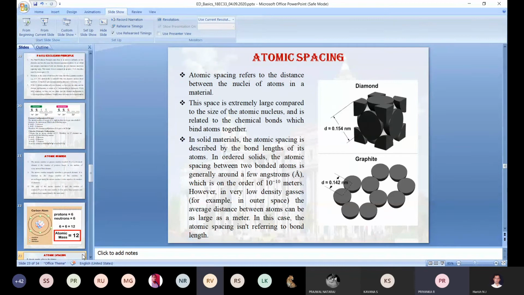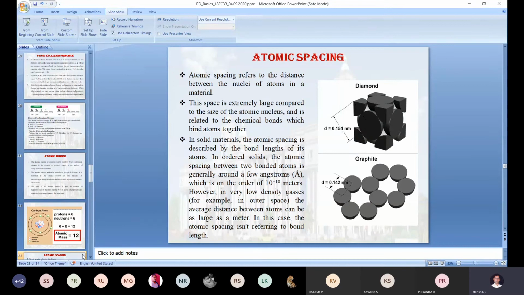The gap between the two atoms. The distance between the two atoms. Which point do you take it from, the first orbit of the atom? Center means what do we call the center? In an atom, the nucleus. Exactly. The distance between the two nuclei, that is what we call atomic spacing.